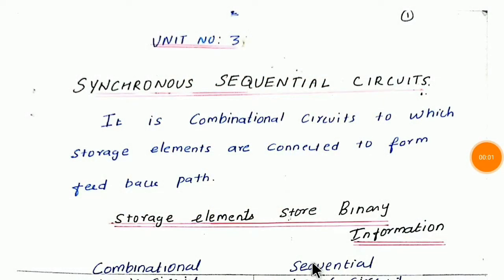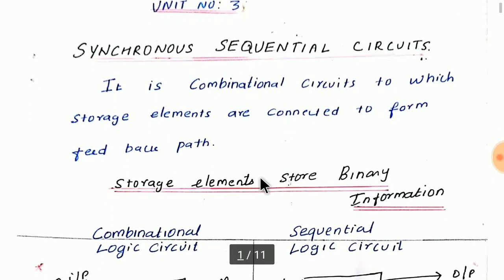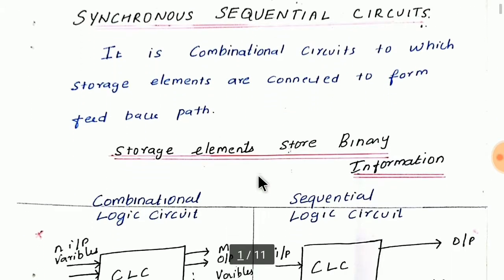Hello students, in this video lecture we are going to see about synchronous sequential circuit. As we have already seen about combination logic circuit which does not have a memory element, whereas in sequential circuit we will be having a memory element. That is, it is a circuit to which storage elements are connected to form a feedback path. That is, our sequential circuit will be having a feedback path where we will be using a memory element in it, right?